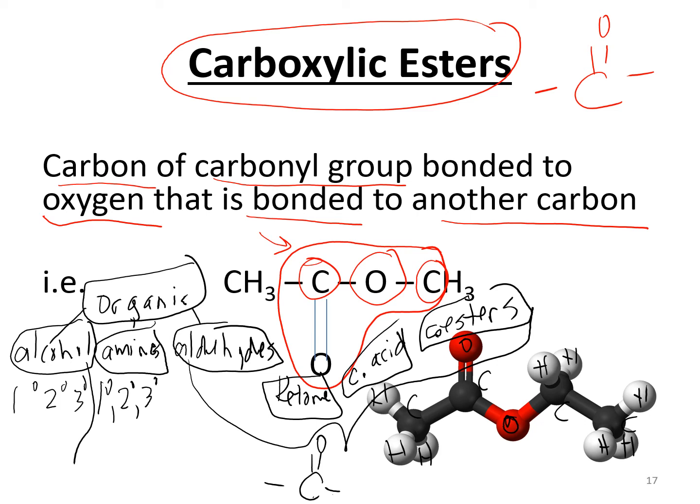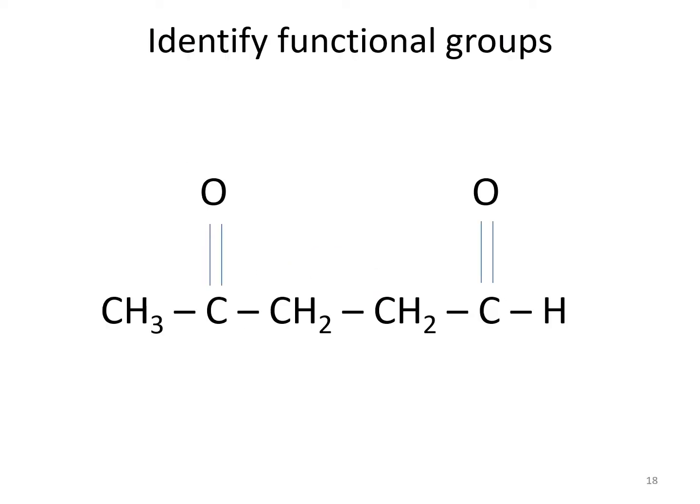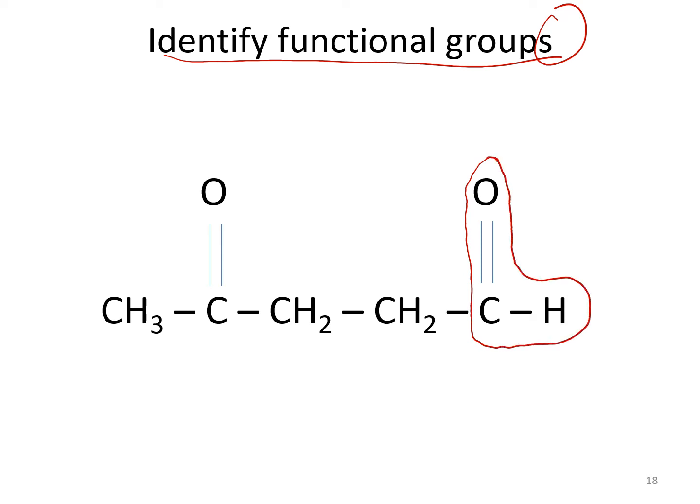So we're going to do a little bit of practice with that. So I'm going to give you a compound and ask you to identify functional groups. In an organic compound, it can have more than one functional group in it. So in this compound, we want to identify the functional groups. So we see we have carbonyl. Well, carbonyl, I don't want you just to specify carbonyl, I want more specific. So in this one at the end, we have a carbonyl where the carbon is attached to a hydrogen. This makes it an aldehyde.